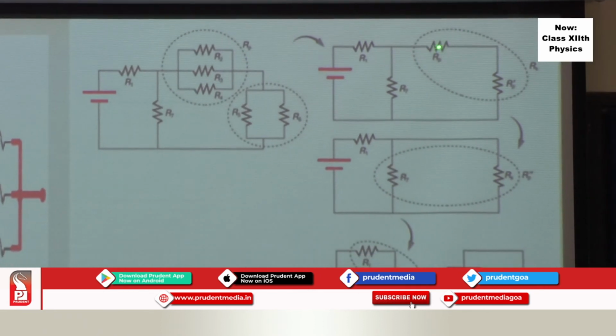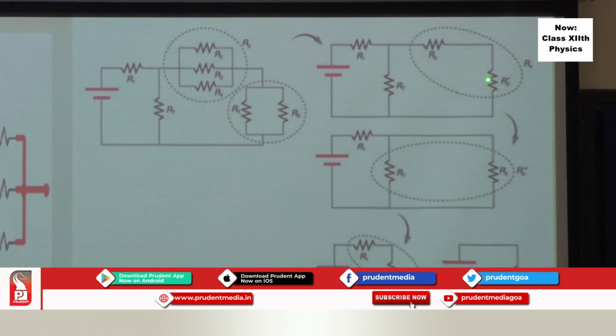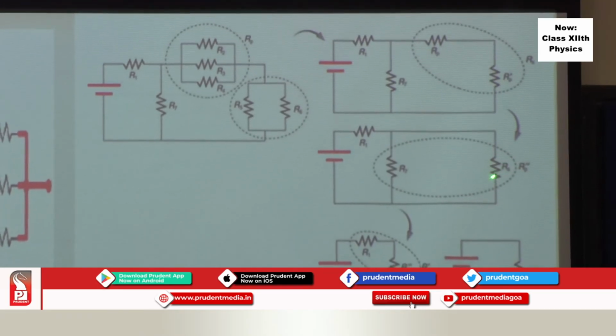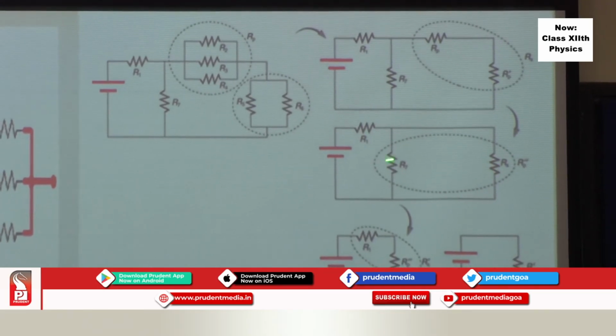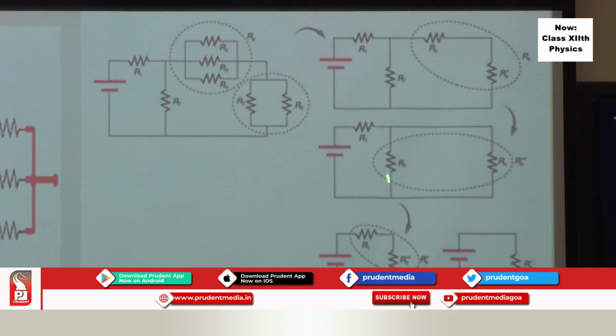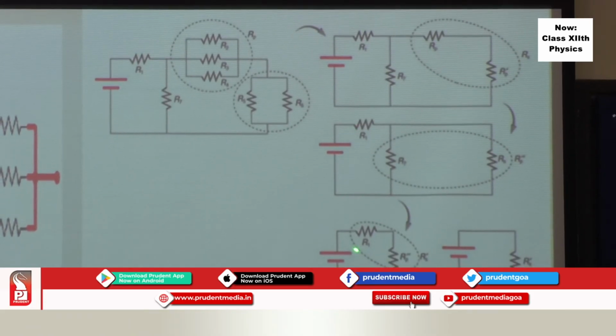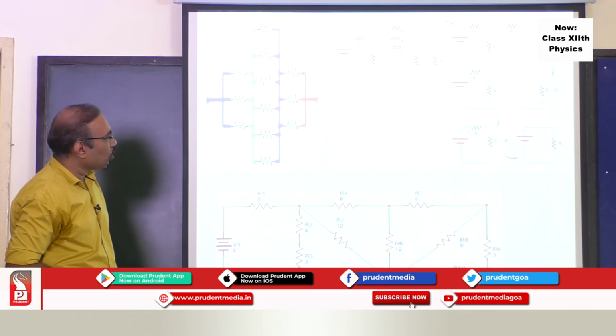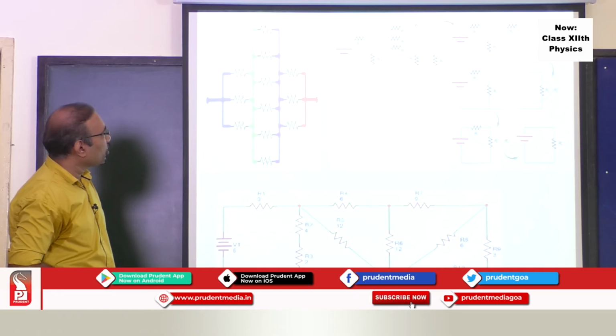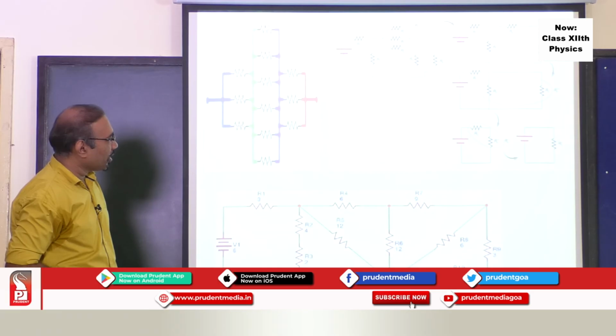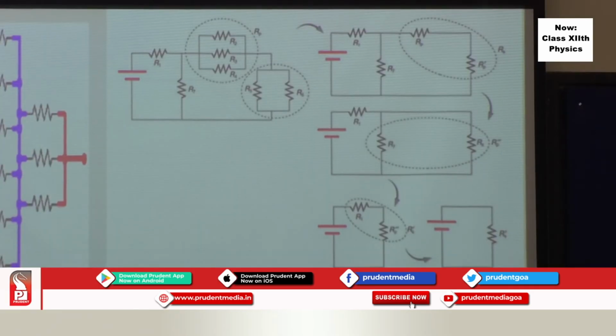This is the equivalent circuit now. This and this is in series. You will get equivalent resistance here. This value and this will be in parallel. That combination is in series with this. And finally, you can get an equivalent resistance between these 2 ends. And if you know the voltage, if you know this equivalent resistance, easily you can find out the main current.